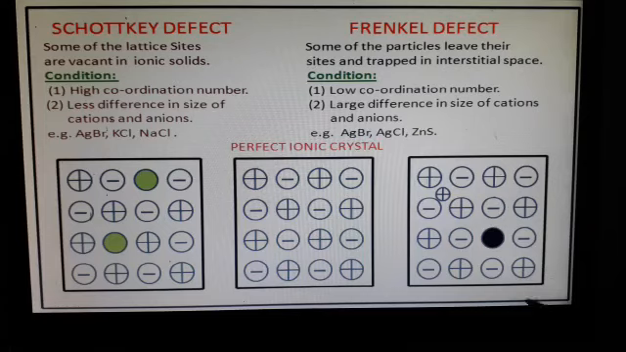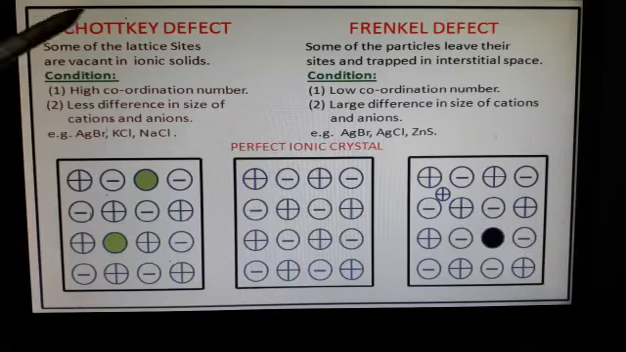So in these cases, electrical neutrality is again maintained. 8 plus is equal to 8 minus, overall charge 0. The ratio of anions and cations is 1 by 1. So stoichiometry is maintained, and this defect is Frenkel defect.